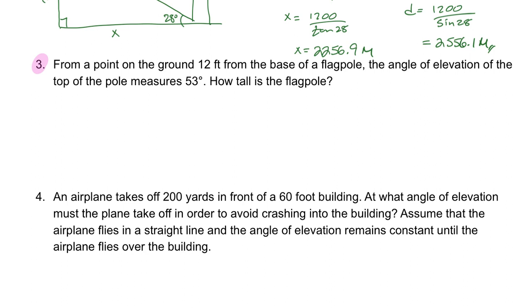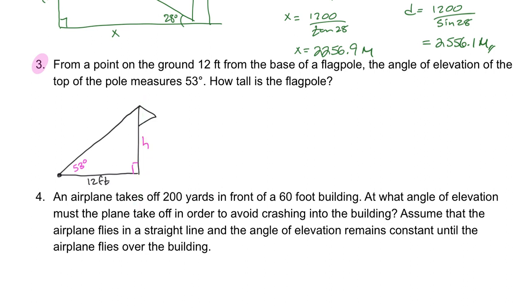Okay, so number 2 is telling me from a point on the ground, 12 feet from the base of a flagpole. So somewhere around here, I have a flagpole, right? And a point that is 12 feet from it. The angle of elevation to the top of the pole is 53 degrees. Remember again, this is perpendicular. So how tall is the flagpole? So I'm finding h here.